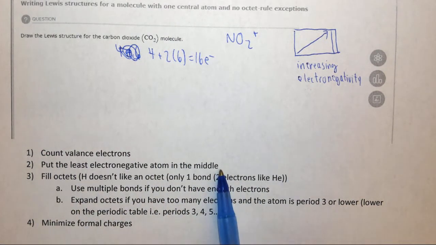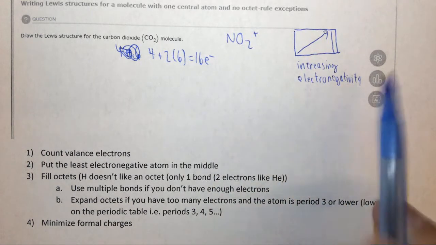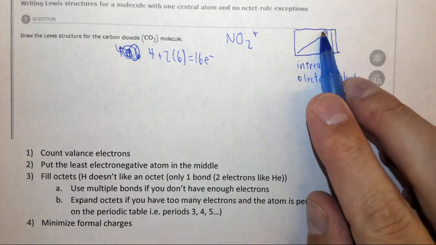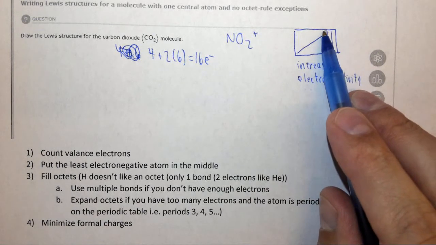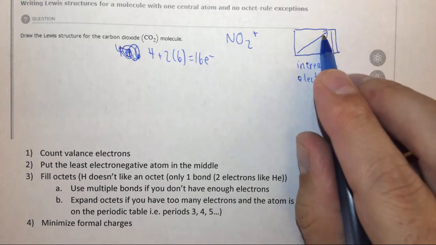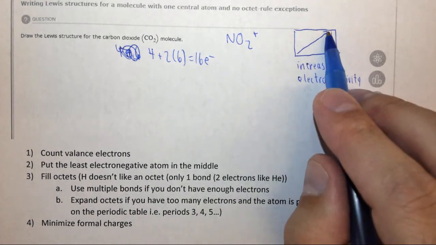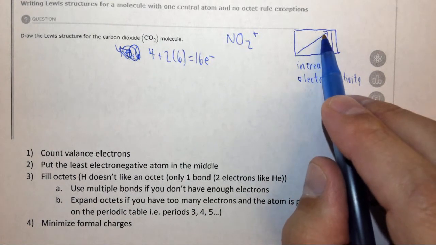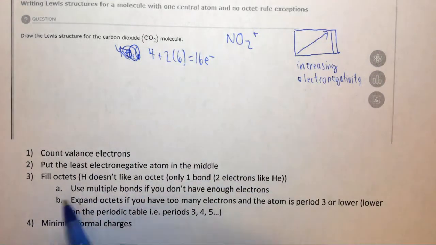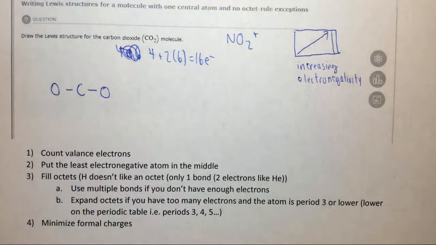Put the least electronegative atom in the middle. You have to remember your trend for increasing electronegativity. Fluorine is the most electronegative, followed by oxygen, but oxygen is second, carbon is over here, so it's less electronegative, it's further away from fluorine, so it goes up and to the right. Carbon goes in the middle because it's the least electronegative. And we bond it to 2 oxygens, like so.